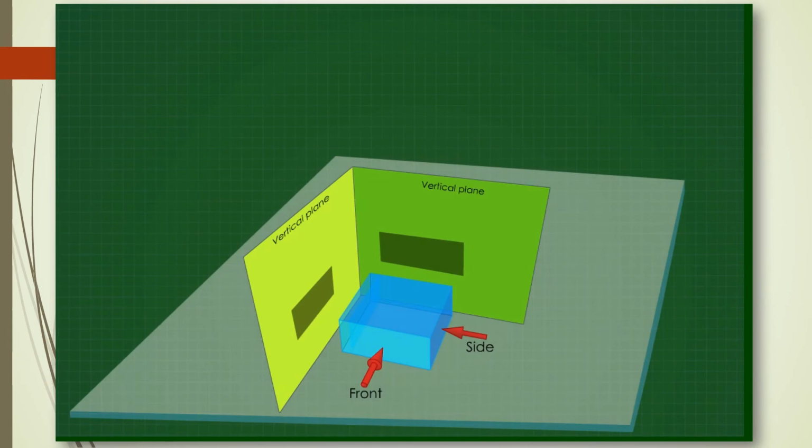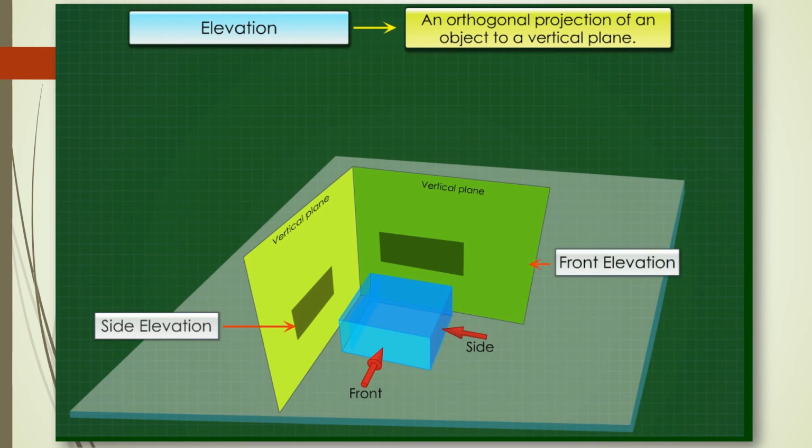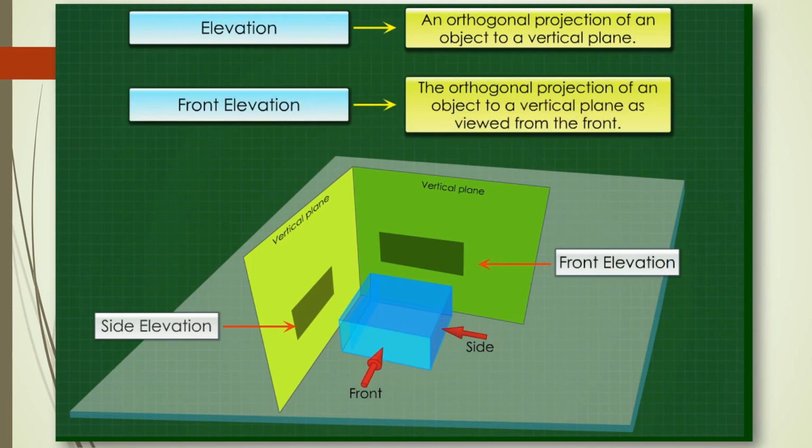Let's summarize what we have learnt today. Elevation is an orthogonal projection of an object to a vertical plane. In this lesson, we learned about the front elevation. Front elevation means the orthogonal projection of an object to the vertical plane as viewed from the front.